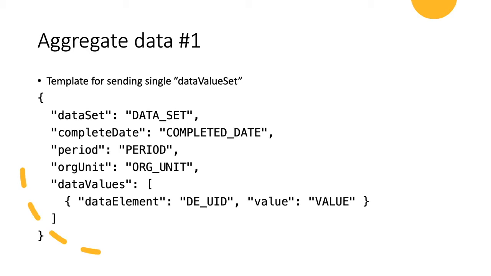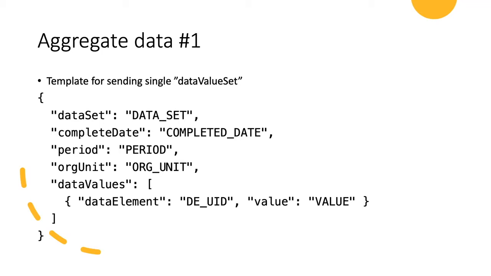The first thing I want to talk about is sending what we call a data value set. So what is a data value set? Well, it comprises all the things required for a data value. That would be the organisation unit, the period, and then a set of data elements with a value. So that might be, say, 2020-01, which would be January, the organisation unit, and then data values with data element UIDs, basically.